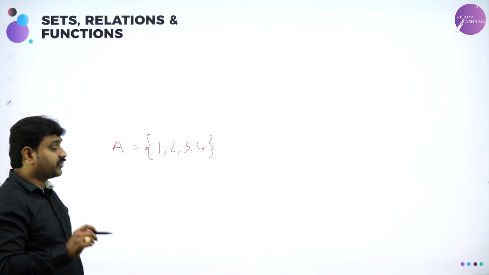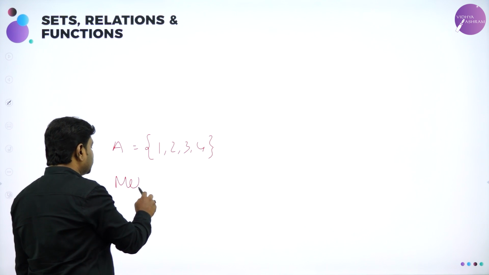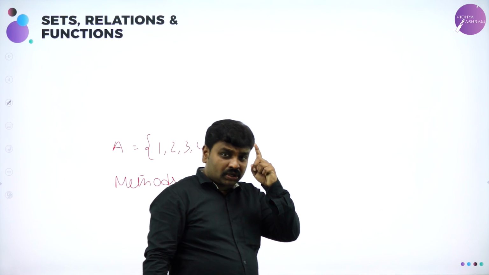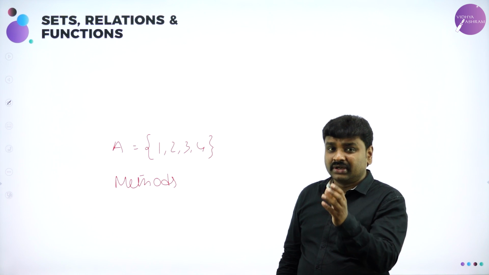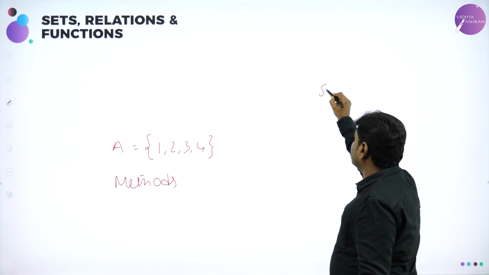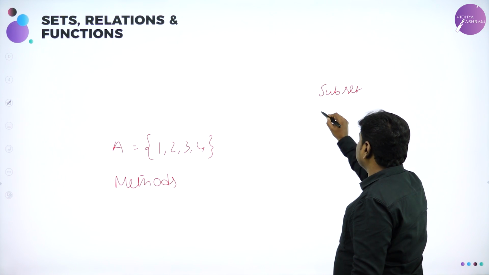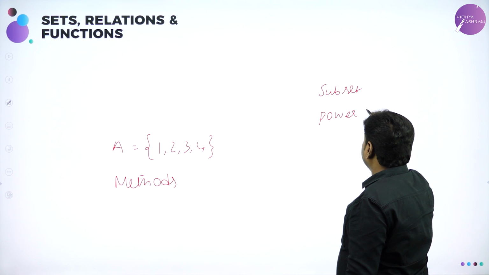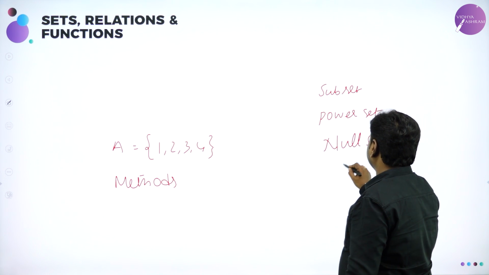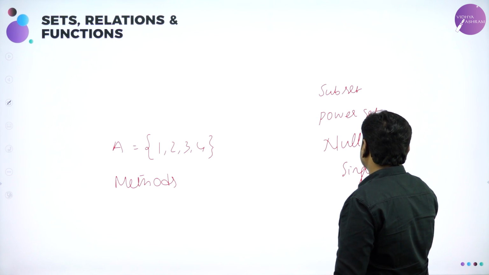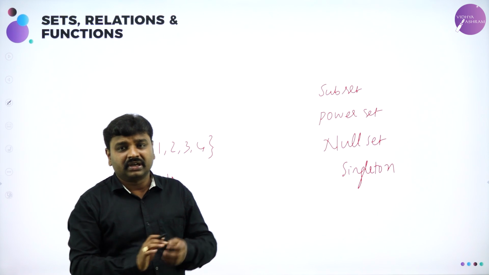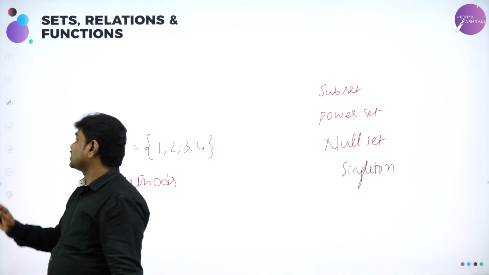Then I taught you methods of representing a set. To represent a set, we can use two methods. One is the roster method or tabular method. The other one is the set builder form or rule method. Then I taught you definitions like subset, then power set, then we also studied null set, then singleton. So my dear students, sit and revise and become thorough with the definitions and examples, and then we can go ahead with the problems of the exercise.